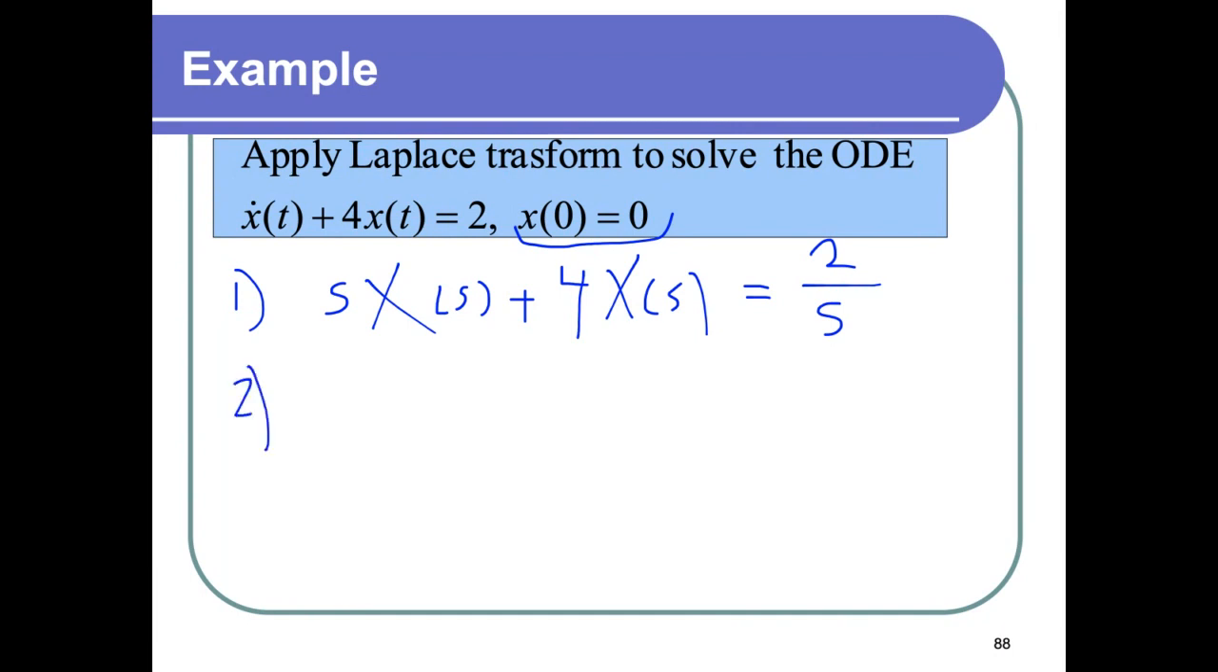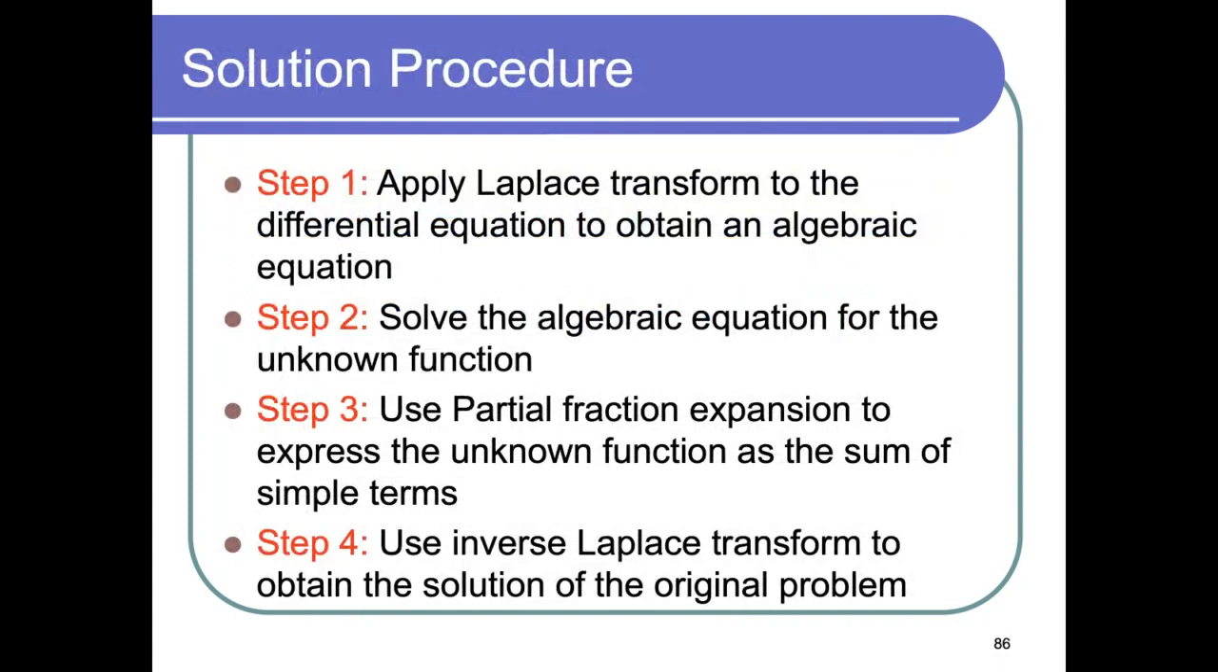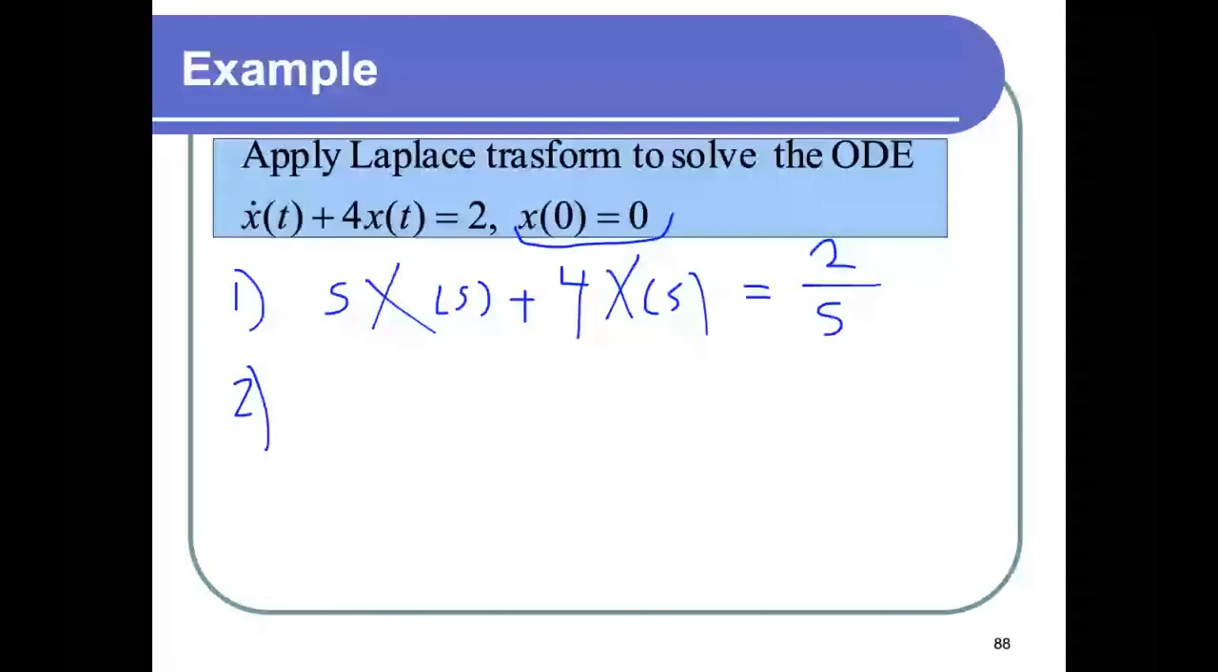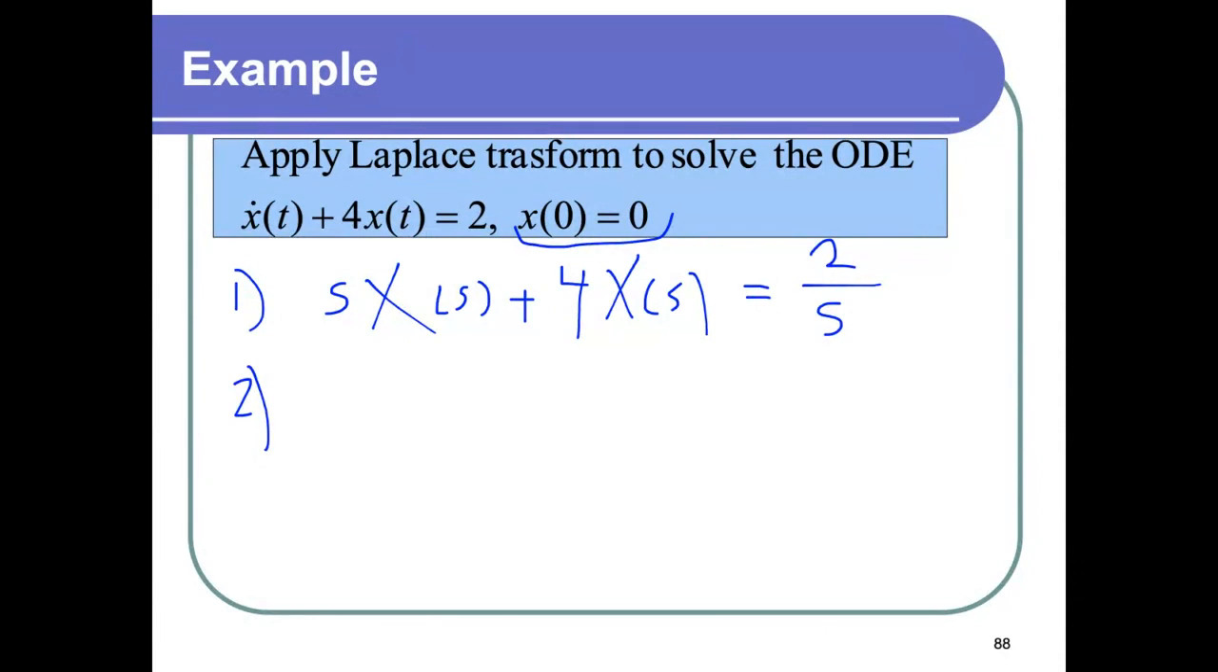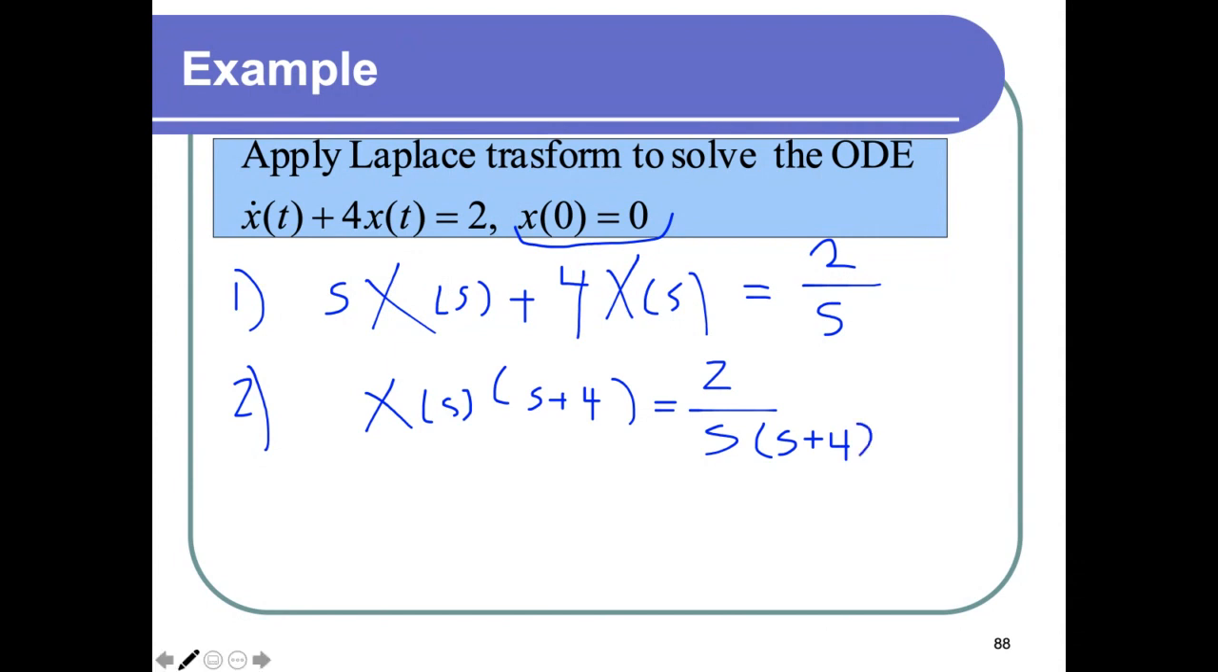Now this is step 1. What was step 2? Solve the algebraic equation for the unknown function. So I can manipulate the terms and get X(s). First, let's take the common factor. We have X(s) times (s plus 4) equal to 2 over s. I can take this part to the other side. We have s plus 4 here.